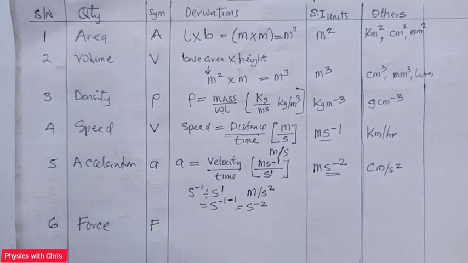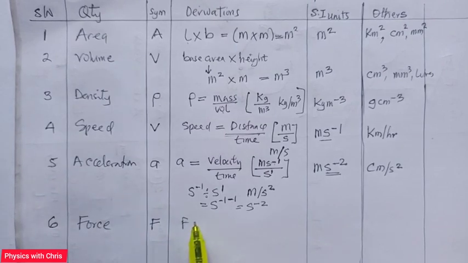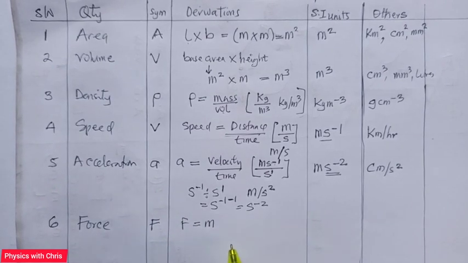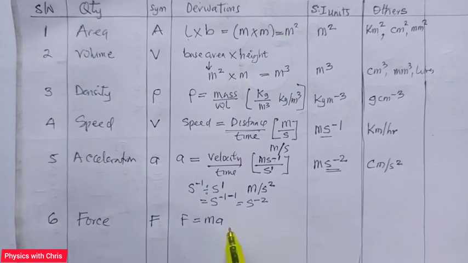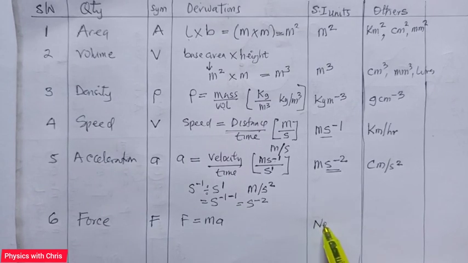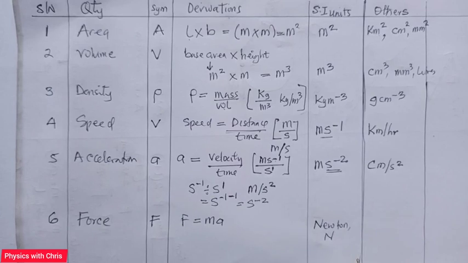The symbol is F. We define the force acting on the body as the product of its mass, that is the mass of the body, and the acceleration that is imparted to the body. Now, here, the SI unit of force is the Newton, in honor of Isaac Newton. You see that now? But we can also have the SI base unit of force.